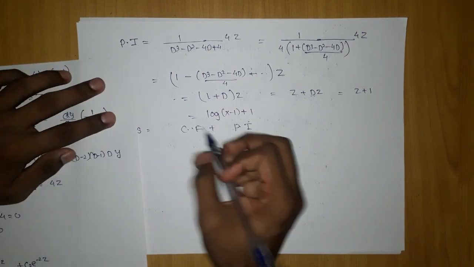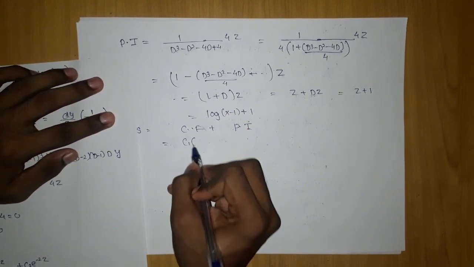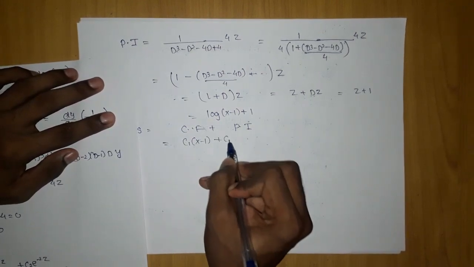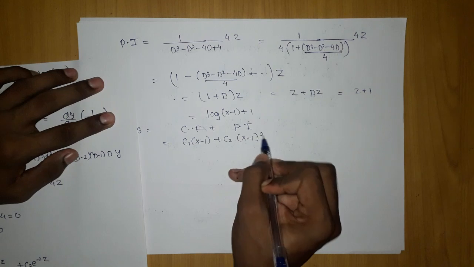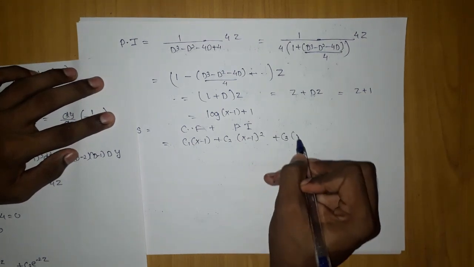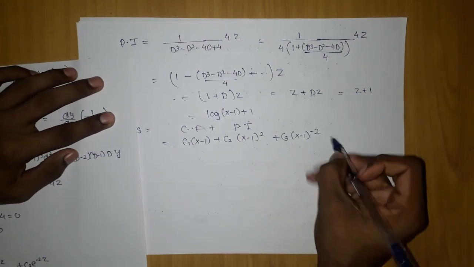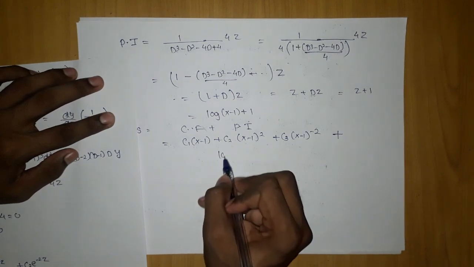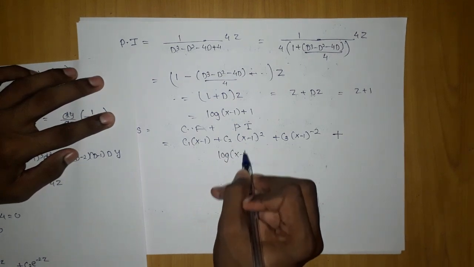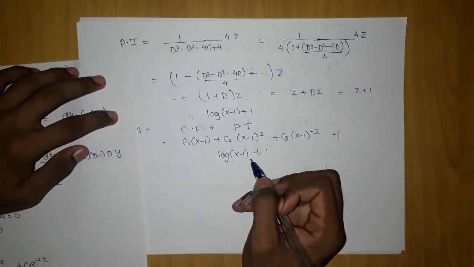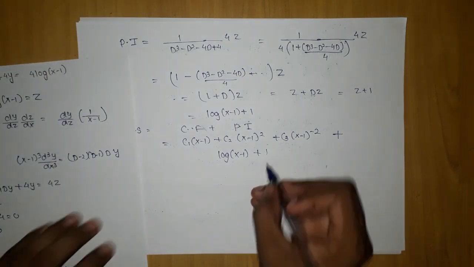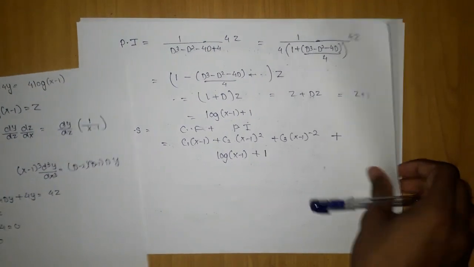If I substitute the things, I am having c1 (x minus 1) plus c2 (x minus 1) the whole square plus c3 (x minus 1) power minus 2 plus particular integral log (x minus 1) plus 1. So we are getting this as our final answer. Now let's take one more problem.